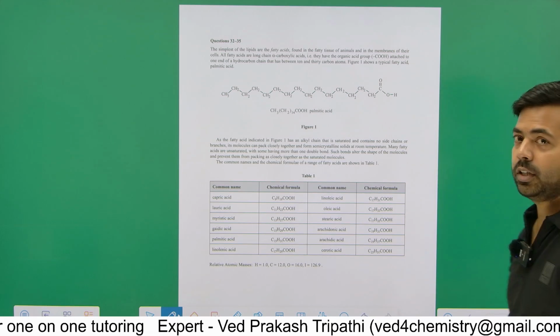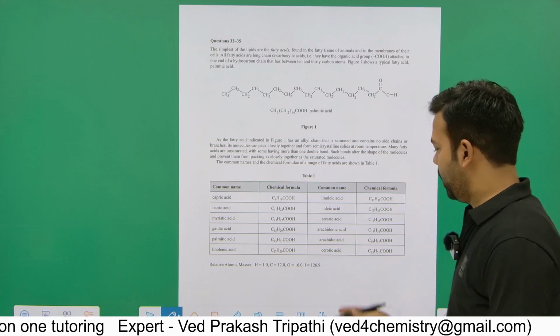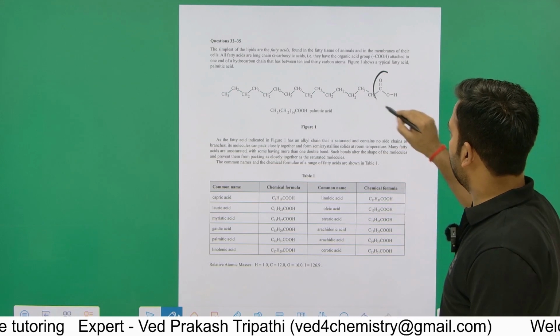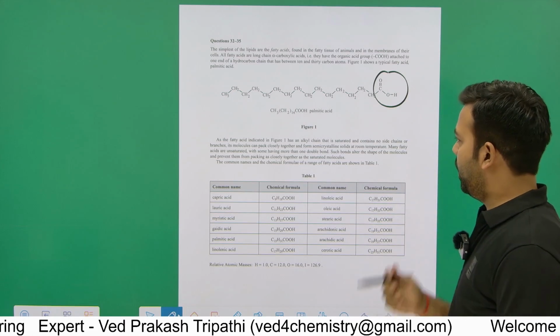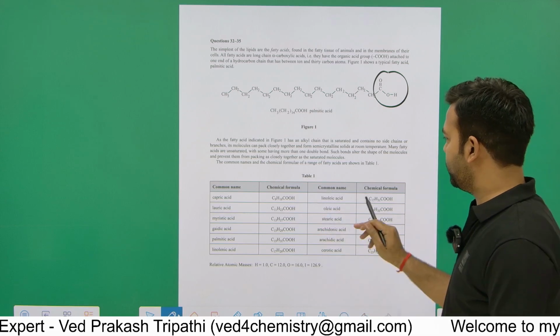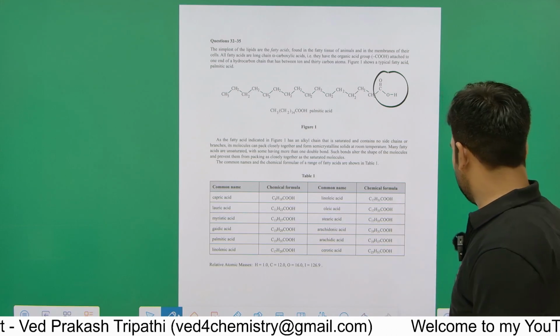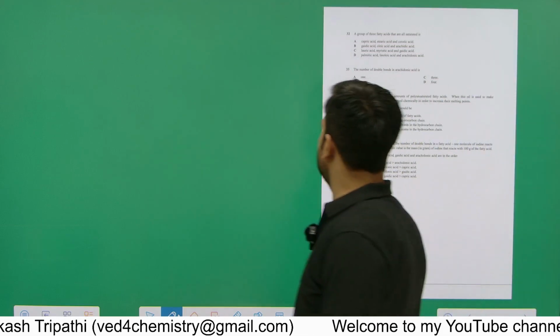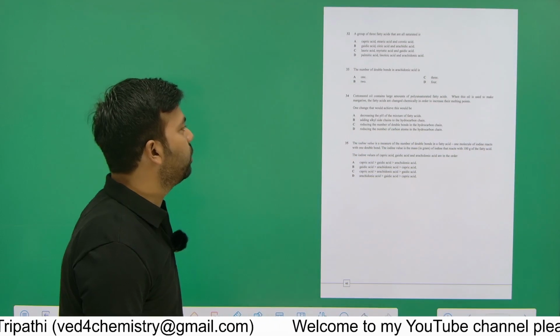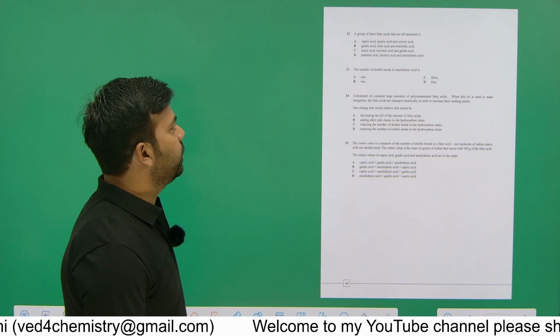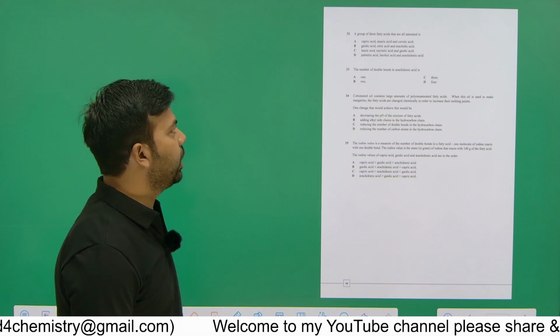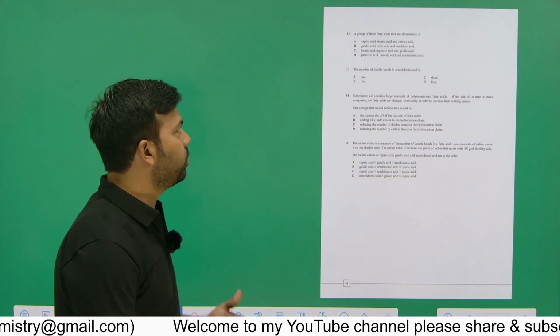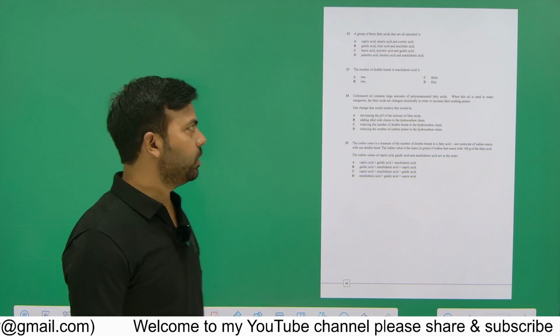Okay, so this is the structure of palmitic acid, and you can see this is the carboxylic group, and here we have some fatty acids. Let's start with the question. So as you can see here we have question 32, which is talking about a group of 3 fatty acids that are all saturated. It is asking which of the following are saturated.